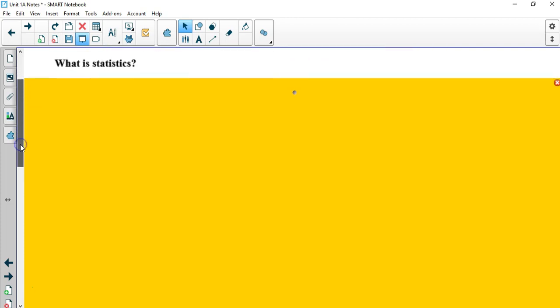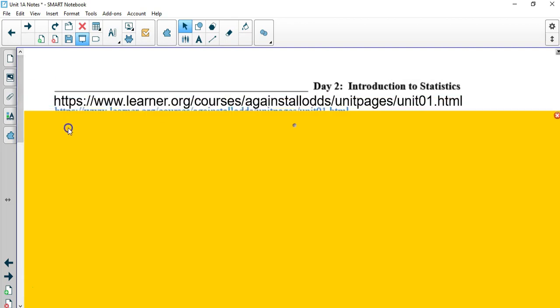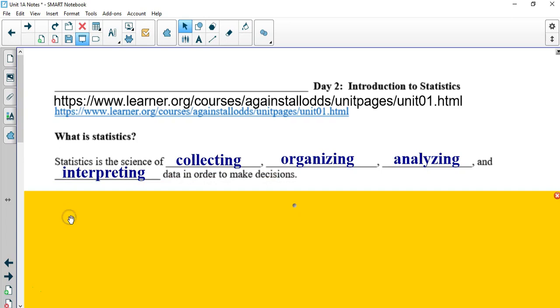So, what is statistics? Statistics is the science of collecting, organizing, analyzing, and interpreting data in order to make decisions. So, copy down those four words. This is everything stats is about. We go out and collect data. We organize it so that we can analyze it and then interpret what it meant. And then based on all that information, decisions are made.